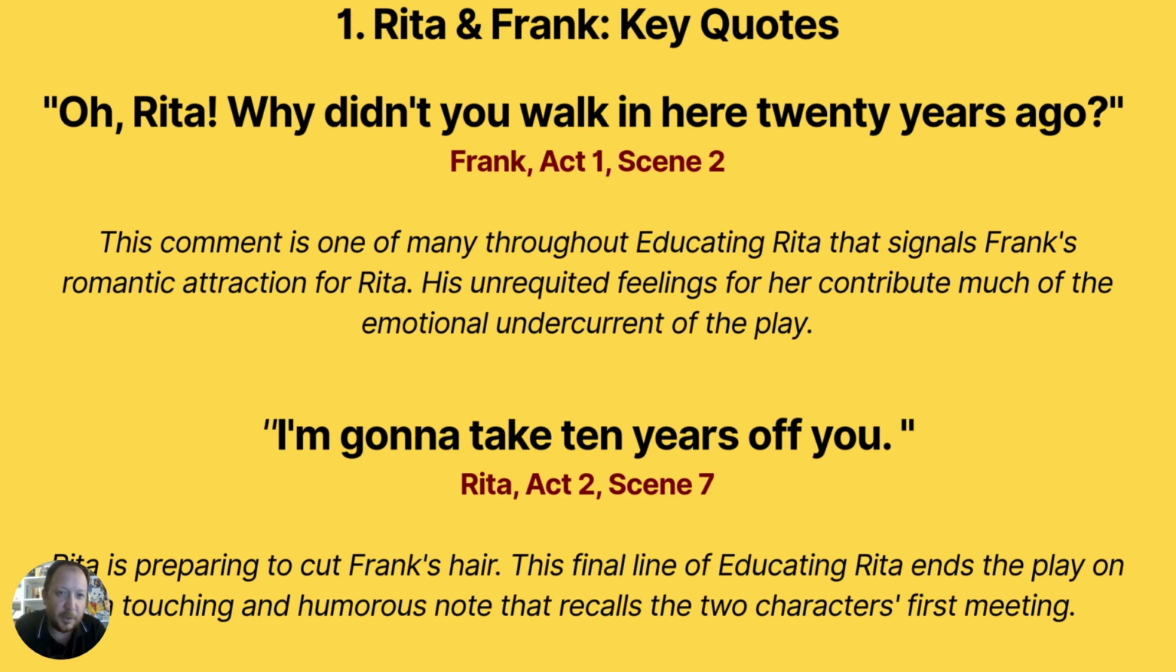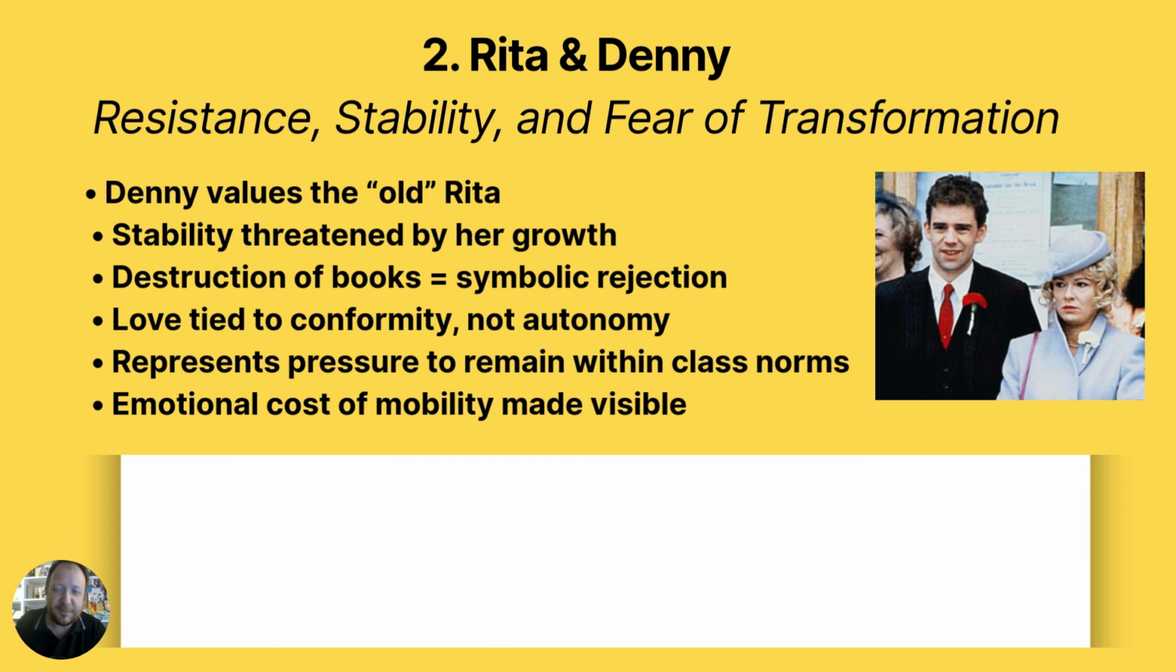And then at the end, "I'm going to take 10 years off you." It's interesting here that he's looking at being made young, in a sexual sense or so, and then she's visually taken the years off him after everything he's done for her, that visual, aesthetic transformation. Rita is preparing to cut Frank's hair. It ends on a touching and humorous note, and it recalls that first meeting as well.